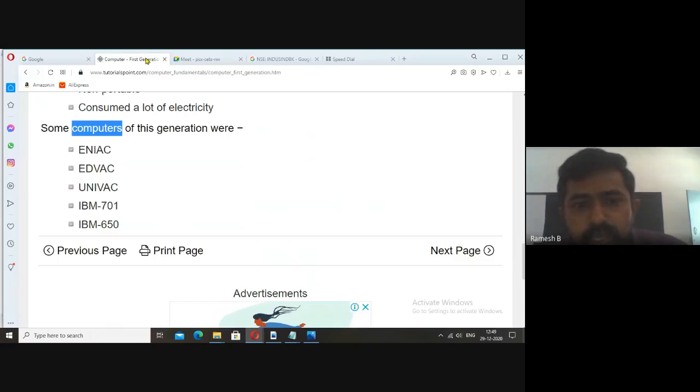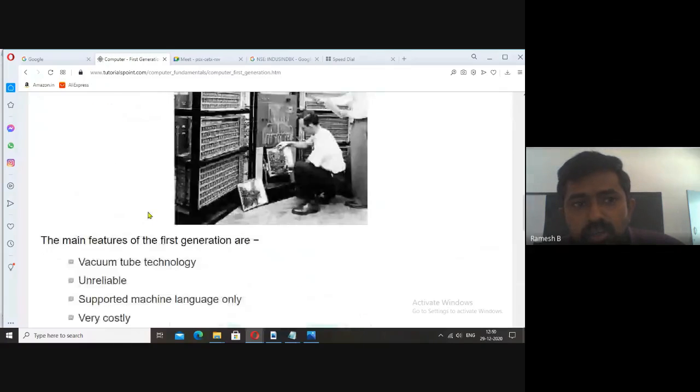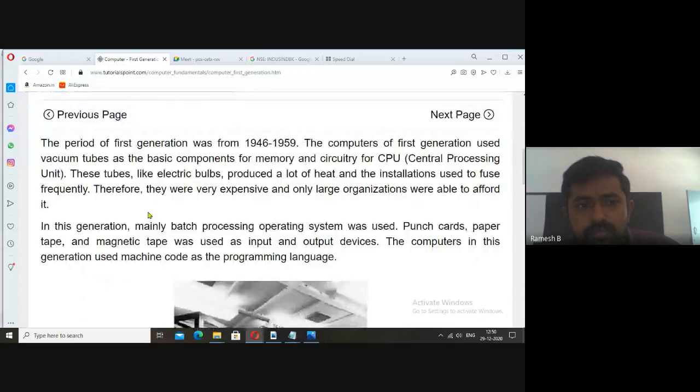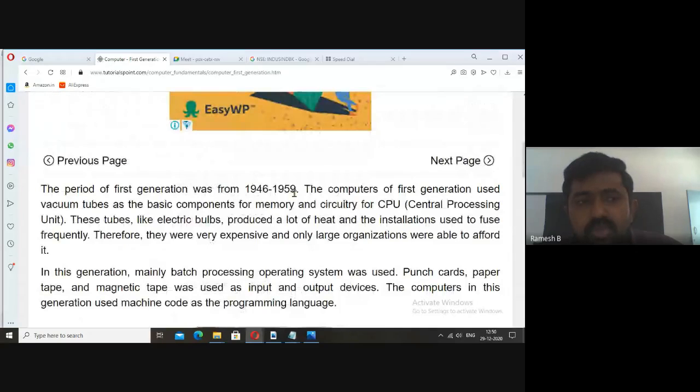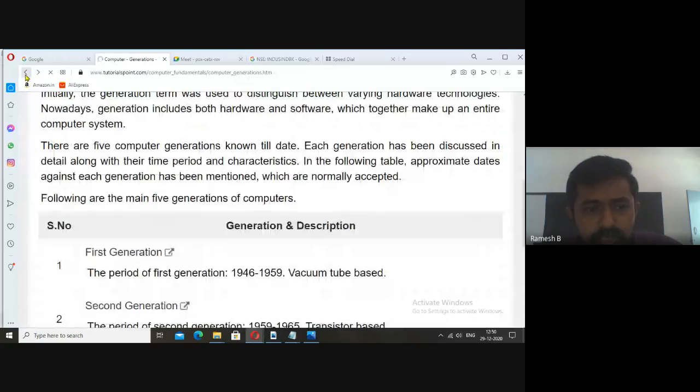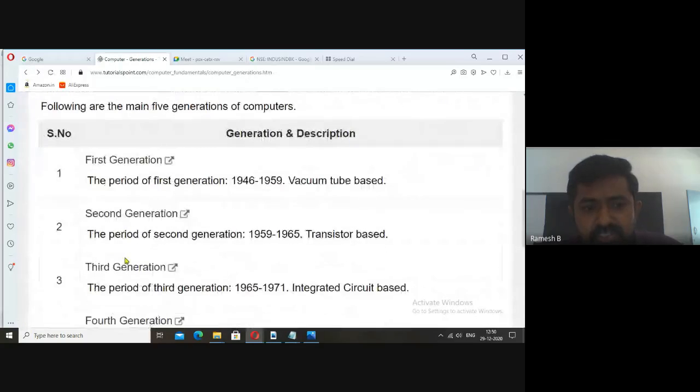You see there how big it was. Okay, it was very big. It was used from 1946 to 1959. Similarly, if you go for the second generation computers, it was from 1959 to 1965.